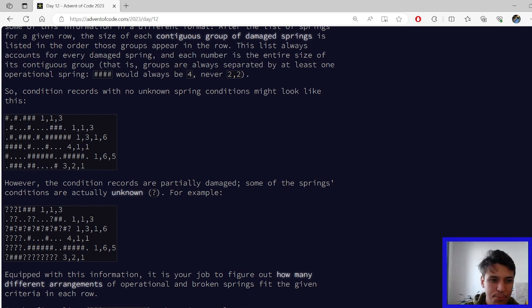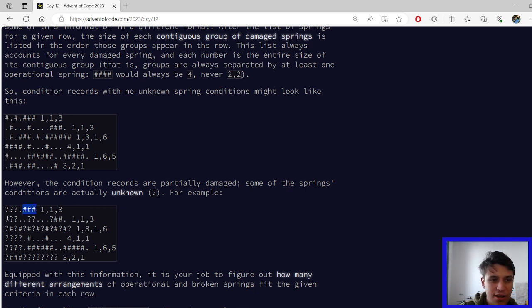And then this input for the first part determines where the damaged and where the operational springs have to be. So the first one and the third one would have to be damaged springs in order to get both these ones into the line. The second one has to be operational, and the last 3 we already know that they are damaged.